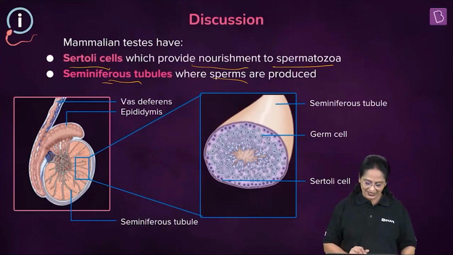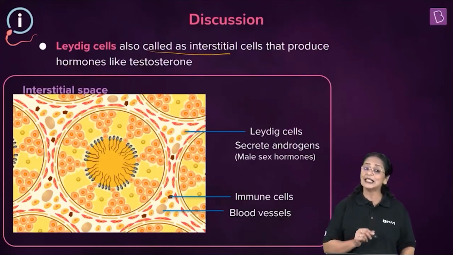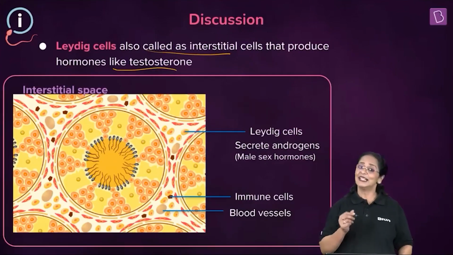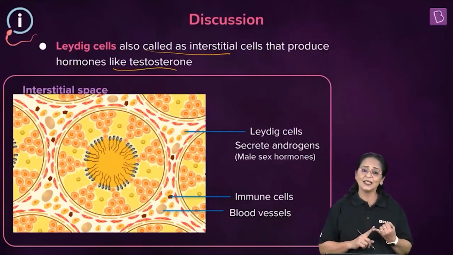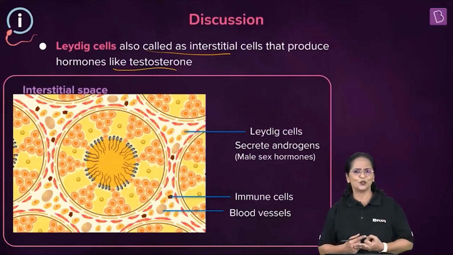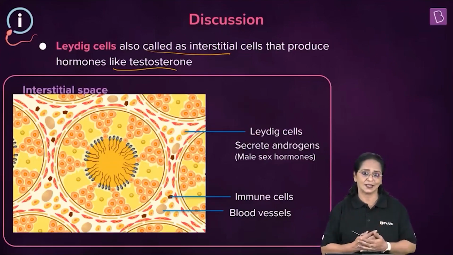Did you get it? Now, what are Leydig cells? Leydig cells, also called interstitial cells, produce androgens, the sex hormones such as testosterone, the male hormone. So those are the Leydig cells. So you do find Leydig cells, seminiferous tubules, Sertoli cells, and of course I also told you about the spermatogonia. All this you will find in the mammalian testis.